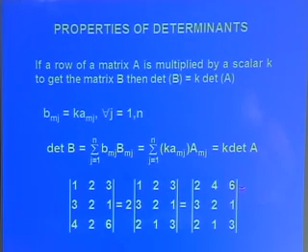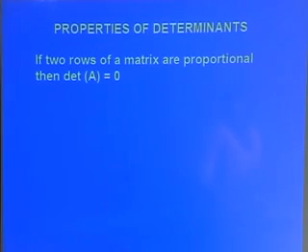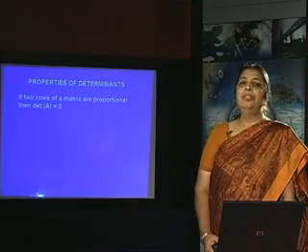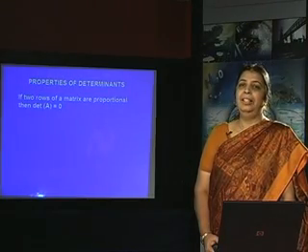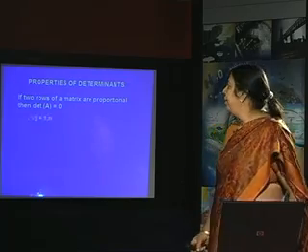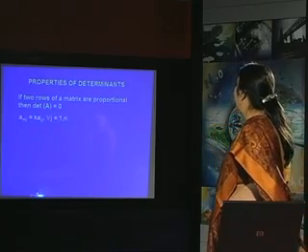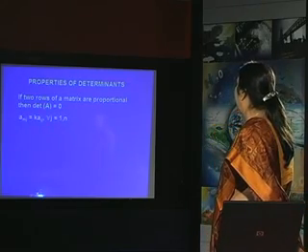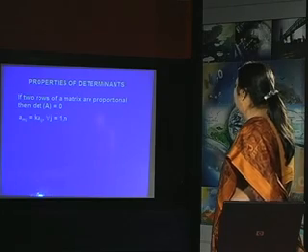So it is 2 4 6, 3 2 1, 2 1 3. So this determinant is equal to this determinant. Now in the next property we discuss what happens when two rows of a matrix are identical, what happens to its determinant. So if two rows of a matrix are proportional, then determinant A is equal to 0.